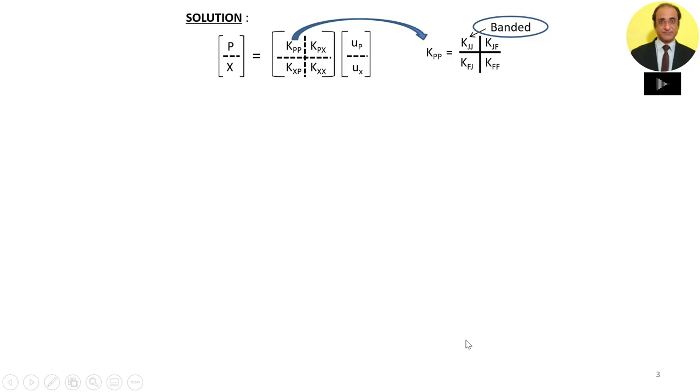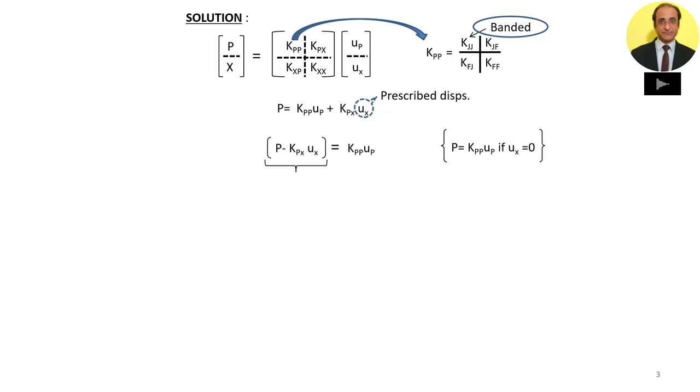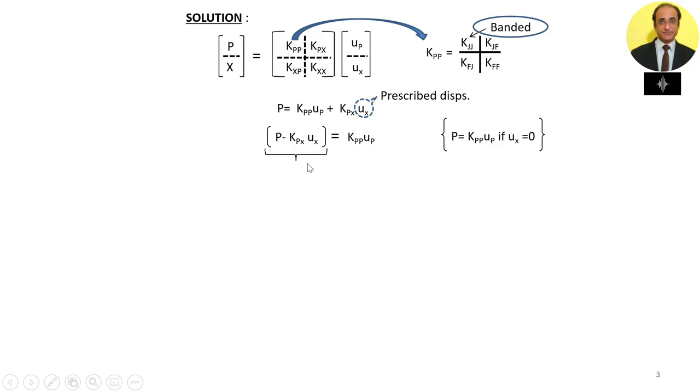Now with this, we can form our solution procedure. So now what we do, we keep KJJ as banded. So the procedure would be like this, that we first start with the top part of the equation, P equal to KPP into UP plus KPX into UX. UX are the prescribed displacements, often 0. If not 0, they have the set values. So we get here the modified force vector if Ux is not 0. If Ux is 0, then we simply have to solve P equal to KPP UP.